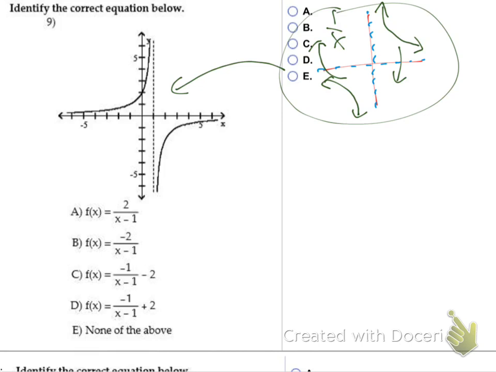So what causes a flip? A negative multiplier, like that, or like that, or like that, not A. A doesn't have a negative. A has a positive number on the top, no way. Good so far? So it's either B, C, D, or none of the above. Now, what else do we do from there?